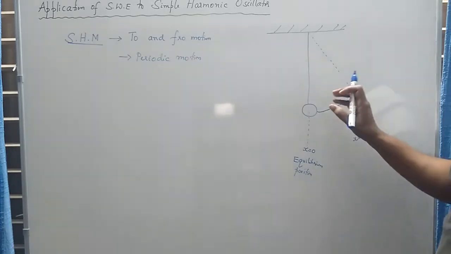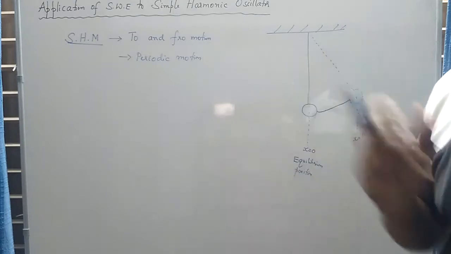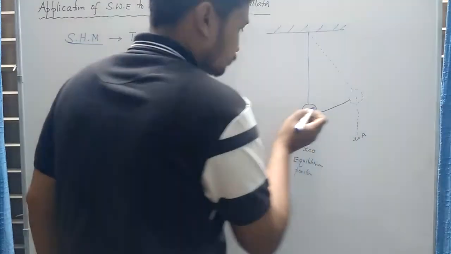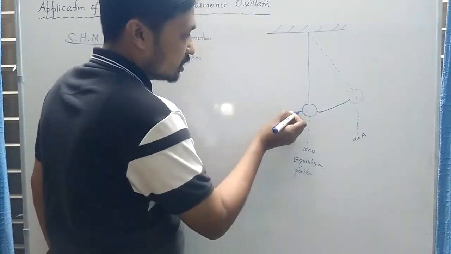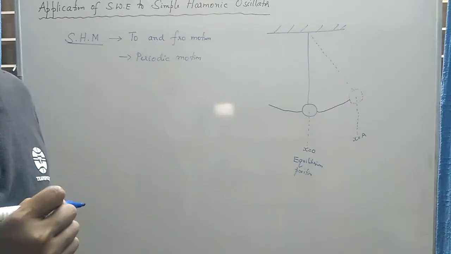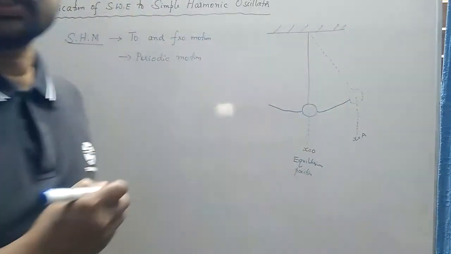What happens is that momentum takes the particle in the opposite direction from the point of equilibrium. So the particle will start moving in the opposite direction. And how far does it move? It moves an equal distance in the opposite direction.